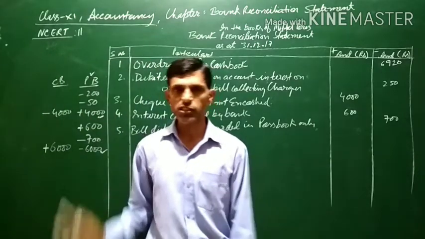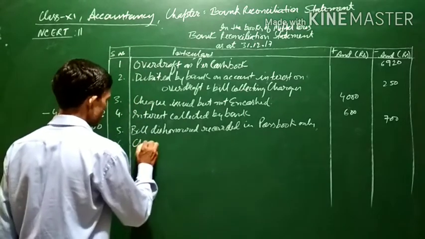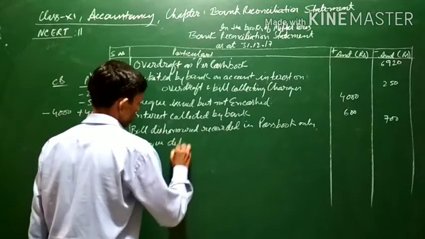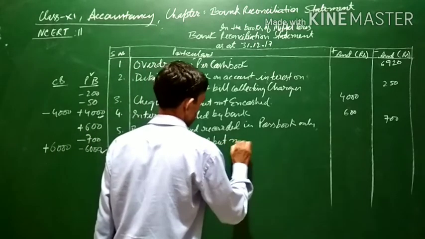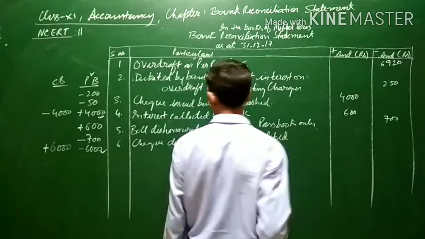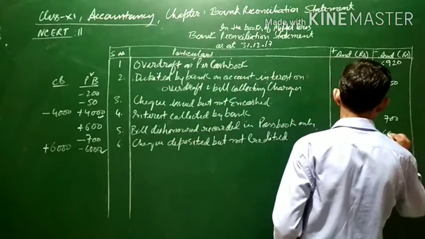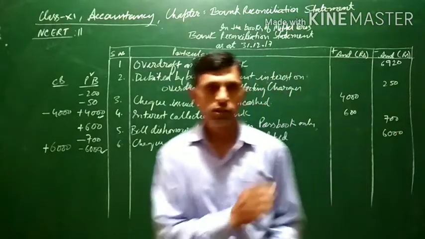So we will write: check deposited but not credited. 6,000 less balance will be reflecting in the passbook. So in the minus column we will be writing 6,000.